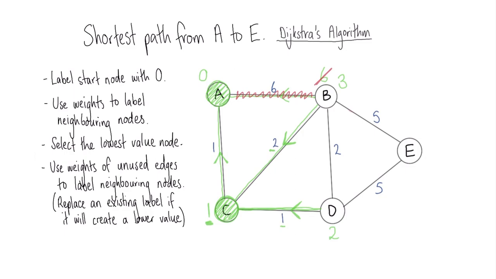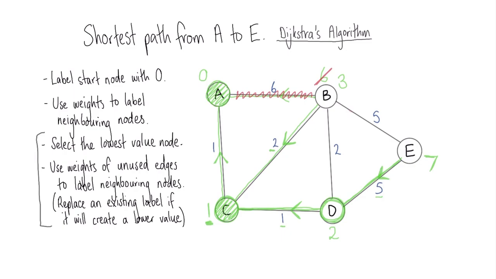What I now need to do is repeat these 2 steps. So select the lowest value node. I've got 2 at D, so I'm going to go for D. This edge here, if I draw that one, 2 plus this 5 is going to give me 7, and an arrow back to where I've just come from.